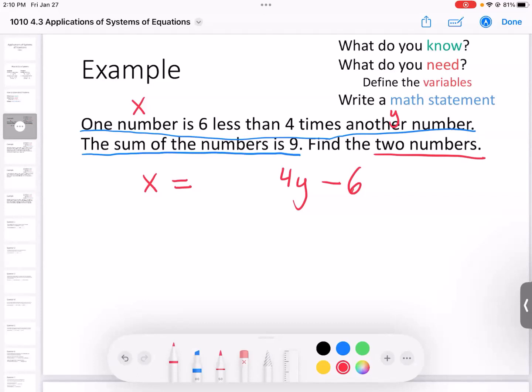A common mistake on this is doing 6 minus 4Y. But that's not what it was describing. So that's how you would write that equation.